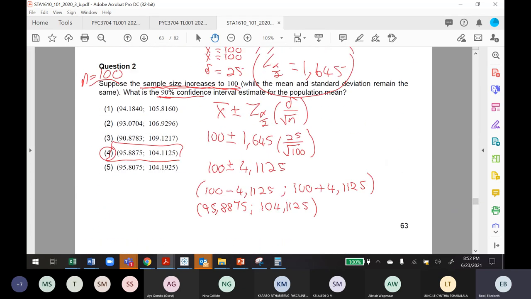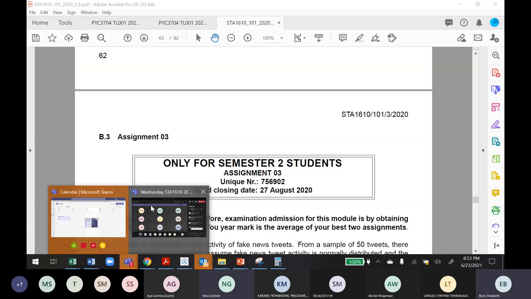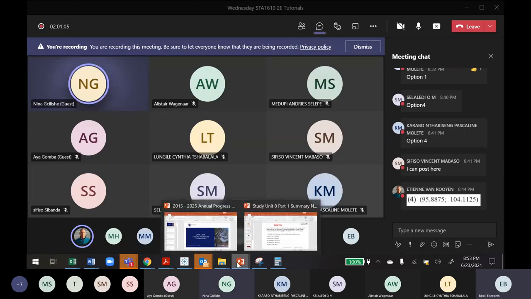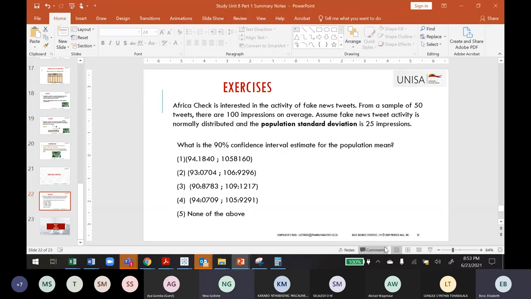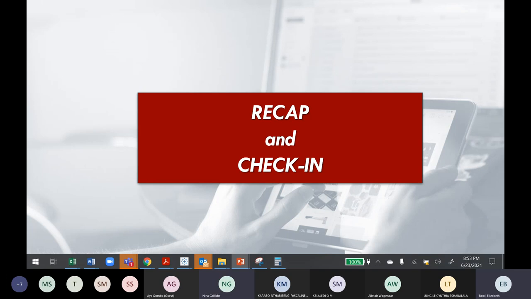That concludes today's session. Then I will see you on Saturday when we continue and construct confidence intervals for the mean when the population standard deviation is unknown.